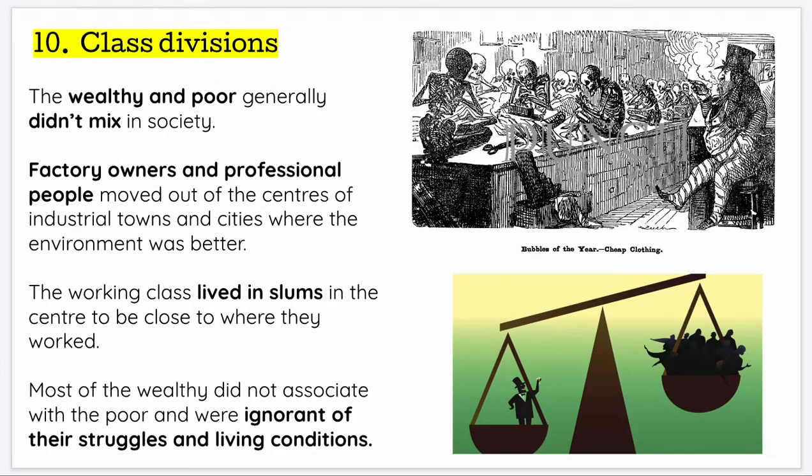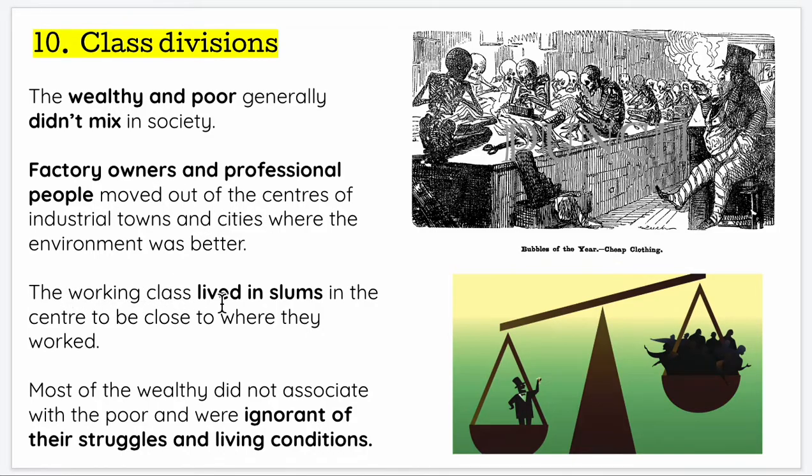So last 2 then. The last one is class divisions. Let's summarise this quickly. The wealthy and the poor generally didn't mix in society. And if you remember, you actually did this source in a previous year where we've got the difference between the workers in a factory and the wealthy factory owner. So factory owners and professional people moved out of the centres of industrial towns and cities where the environment was better. So if you had money, people were starting to move out to rural areas to live in bigger houses and have more fresh air.